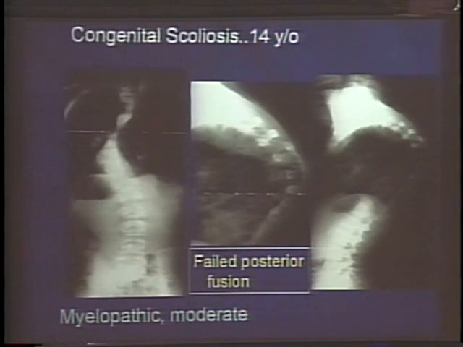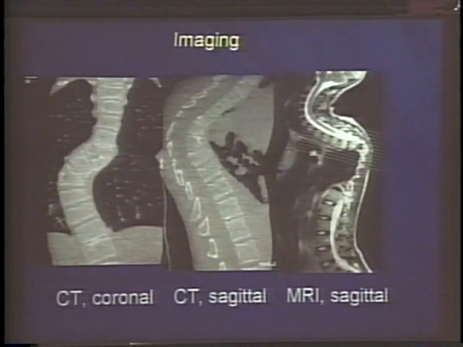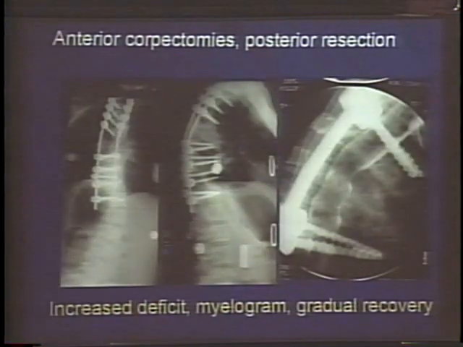And this is another severe sagittal deformity. We have this scoliosis, and this is a congenital scoliosis. There's a hemivertebra in here. He had a failed posterior fusion and had a moderate myelopathy. He was ambulatory with two crutches, and he did have bowel and bladder function. This is a CT scan showing the multiple vertebral abnormalities and the MRI showing the compression over several levels. So he had an anterior four-level corpectomy followed by posterior excision of four levels and segmental pedicle instrumentation with really marked improvement of the kyphosis.